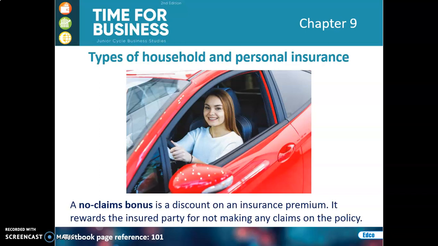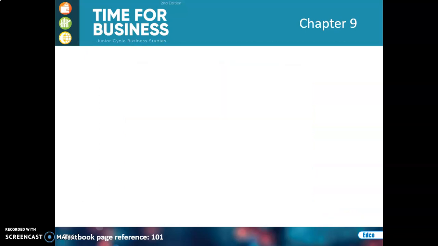A no claims bonus is a discount off your insurance premium, and it rewards the insured party for not making any claims on the policy. I have a 50% no claims bonus because I haven't made a claim in the last 5 years. In fact, I've never, touch wood, made a claim on my insurance. So therefore, that reduces my premium by 50%. It's worth a lot of money to me.